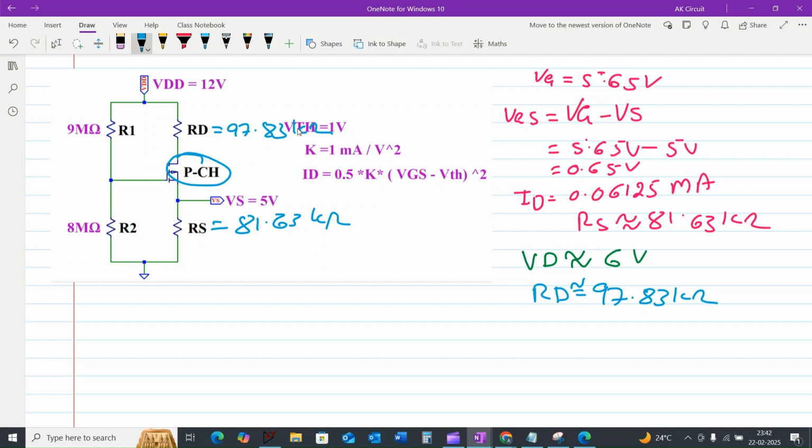Remember that these are approximation values. In a real world scenario, we might need to consider tolerance and other factors, but this gives you a solid understanding of how to analyze this circuit and how to calculate the RD and RS values.